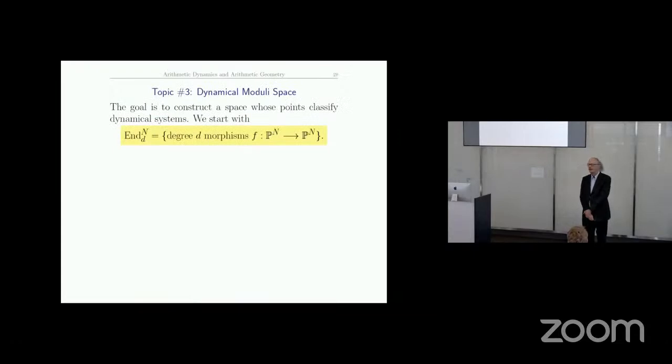All right, excellent. On to topic number 3, which I guess is going fairly quickly. Maybe I should have just done 2 topics. Anyway, the goal of looking at moduli spaces in general is you have a bunch of objects and you want a space that classifies them up to isomorphism. So in this case, we're going to classify dynamical systems. So first I start with my objects, which are the degree D morphisms, maps that are well-defined everywhere, from projective n space to itself. I'll call that End sub d n.